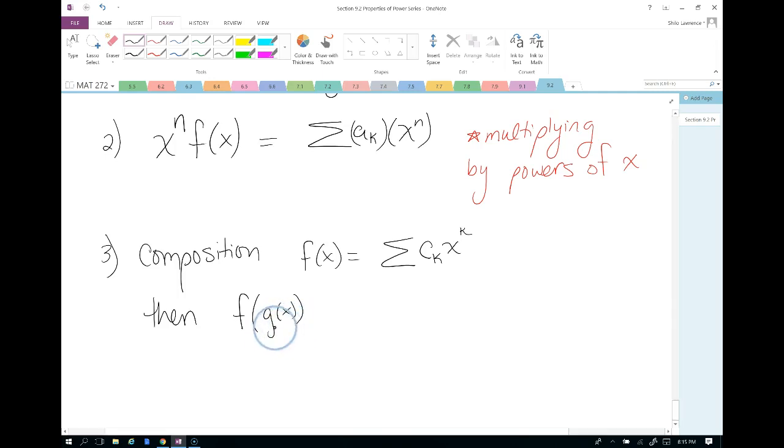So as long as g is algebraic, and that means it just involves addition, subtraction, multiplication, division, and powers, all I have to do is replace the x with g of x in my series. So I've got the sum of c sub k g of x to the k.